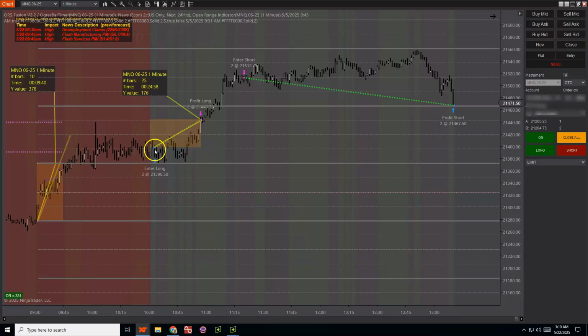We enter on a pullback to a standard deviation level. So that would be our target. And our stop would be basically 2 lines back. Just like that.